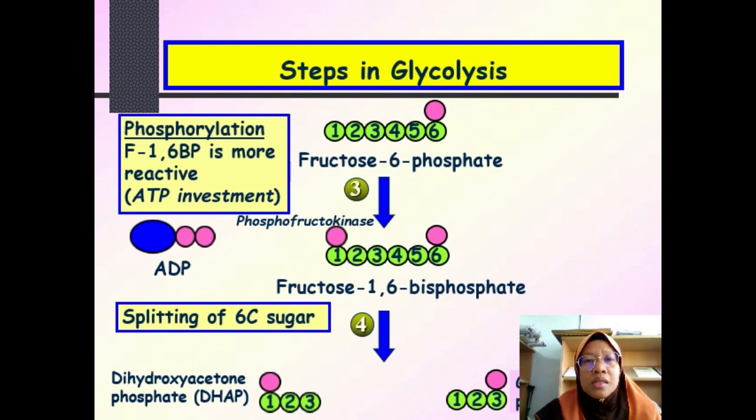Tapi bila kita discuss aerobic respiration, so we don't going to that pathway. So we just going to oxidize the glucose anyway. So DHAP will be converted to glyceraldehyde 3-phosphate by the process of isomerization. That will be the 5th step later on.